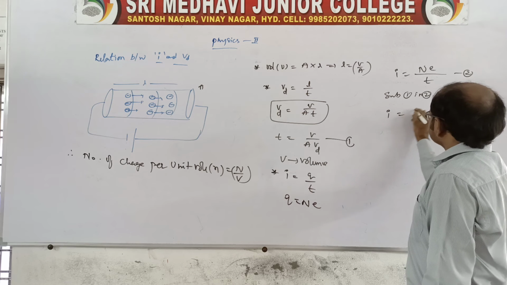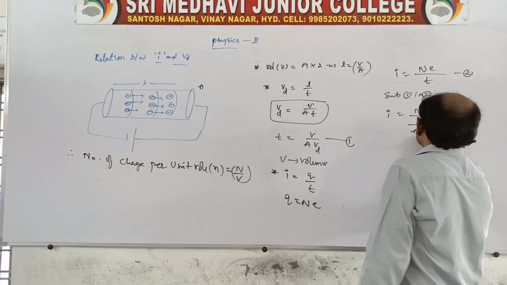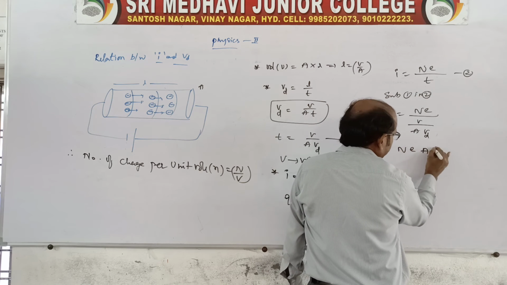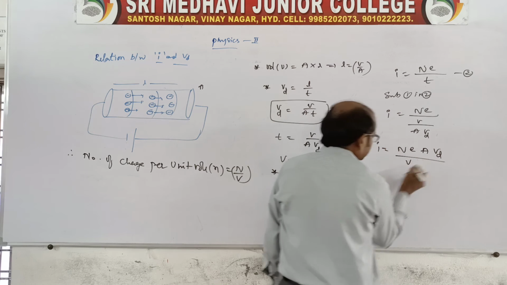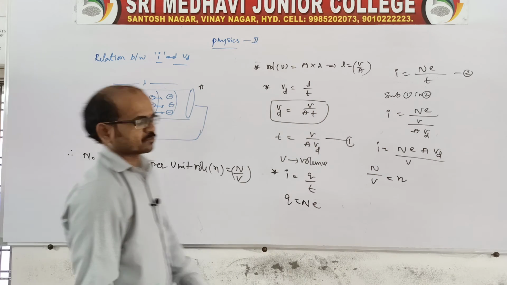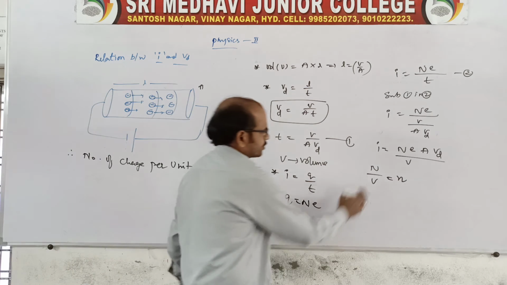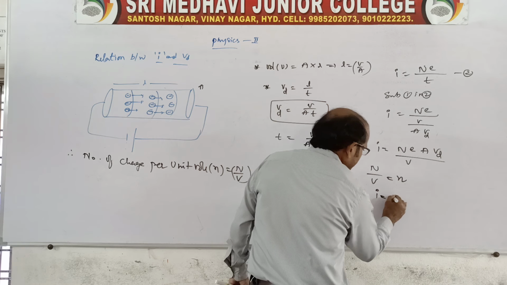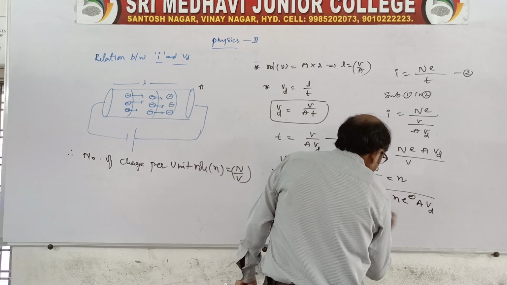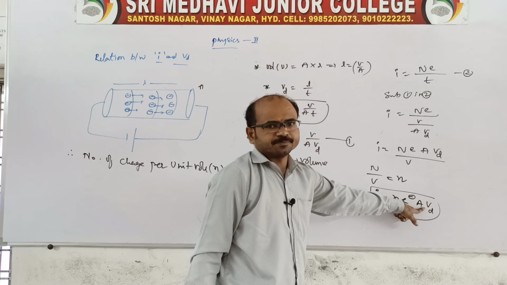So I is equal to Ne by T, which will be volume by A into Vd. Therefore current is equal to Ne capital A Vd by volume. Capital N by V is nothing but small n. Therefore capital I is equal to n e A into Vd. This is the relation between electric current and drift speed.